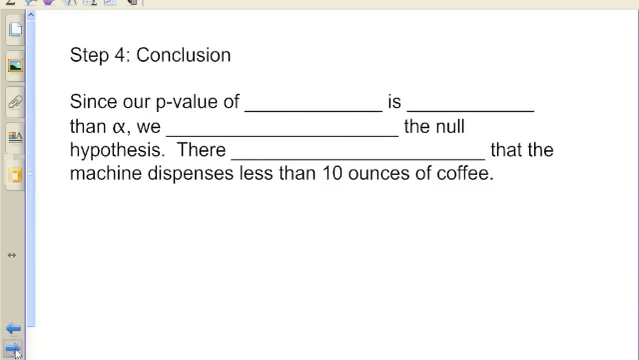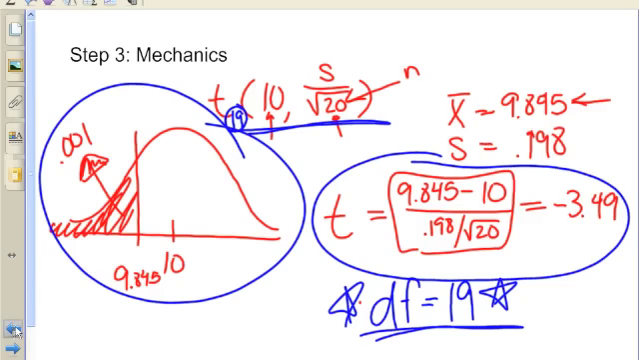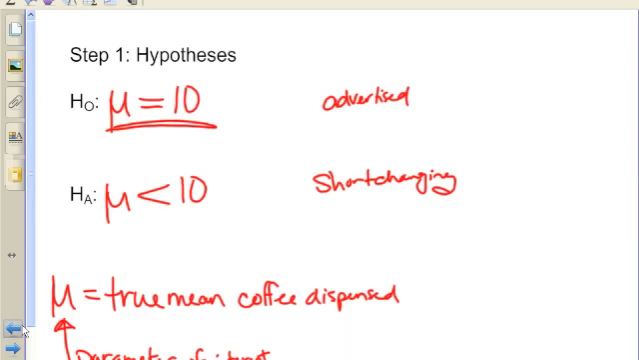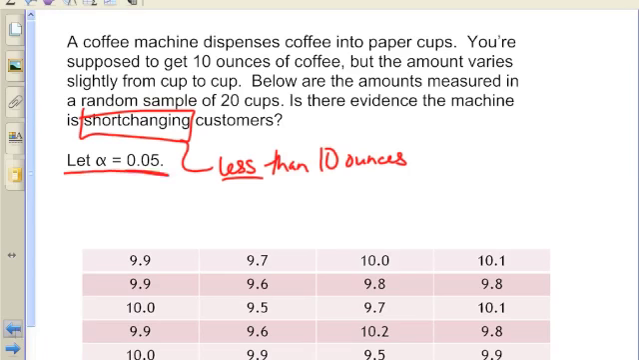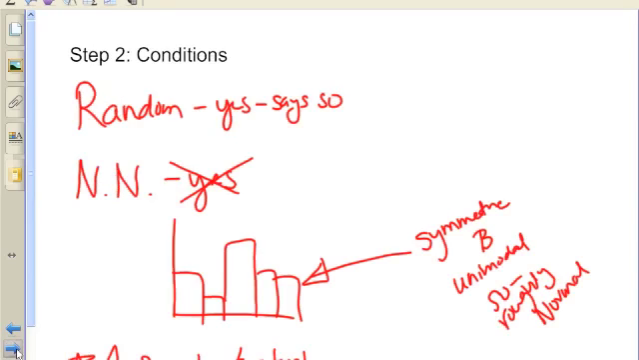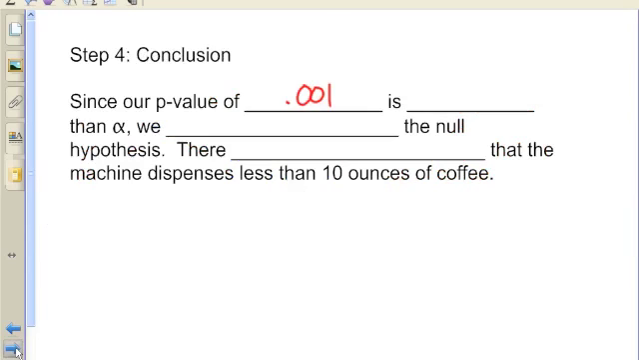All right, we're on to our last step. Since our p-value is 0.001, we want to compare that to alpha. Whoa, Ms. Curtis, there was an alpha? Yeah, you might not have even noticed it. It's kind of hiding here. Back in the problem, I said, let alpha be 0.05. So that is lower than alpha.